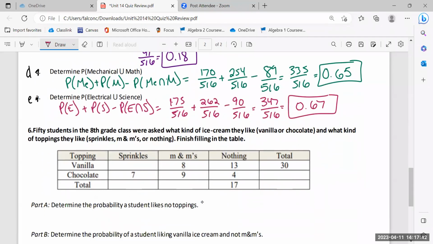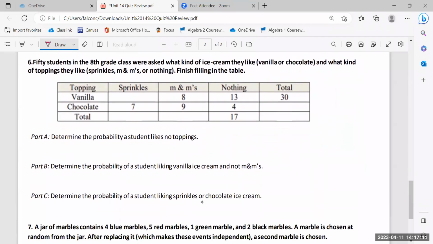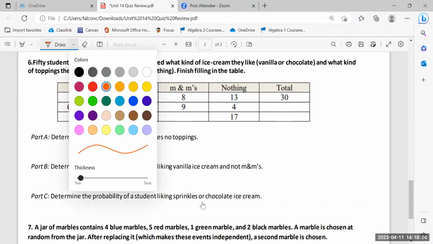Okay, all right, so our next question, another table. So it says 50 students in the 8th grade class were asked what kind of ice cream they like, vanilla or chocolate, and then what kind of toppings they like. So they want us to finish the table first, and then we're gonna figure out our probabilities.